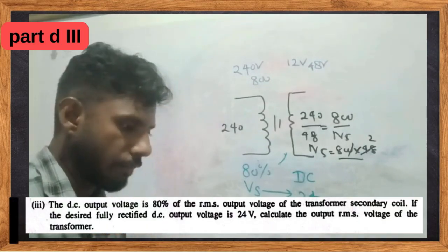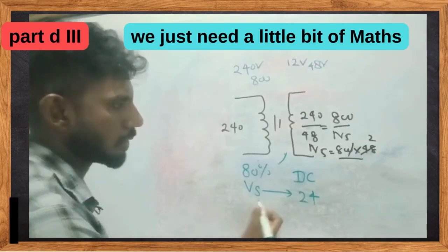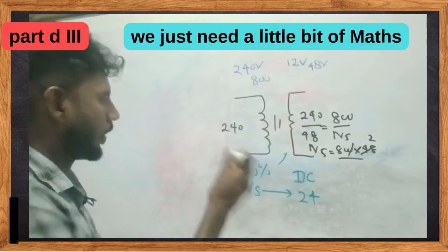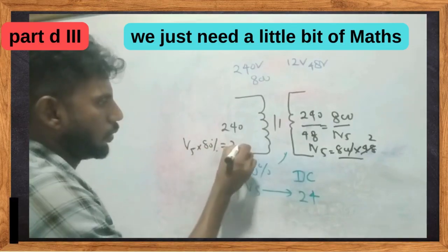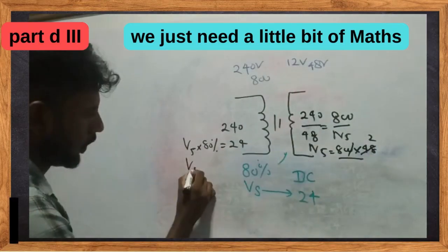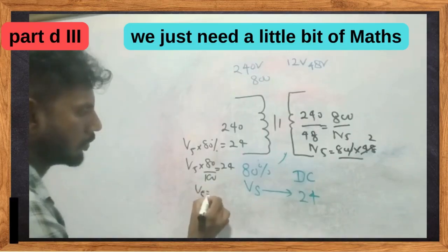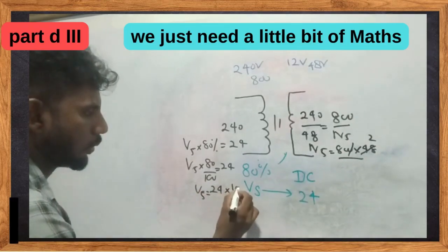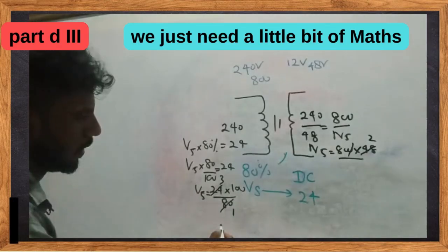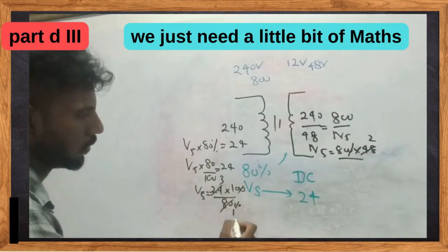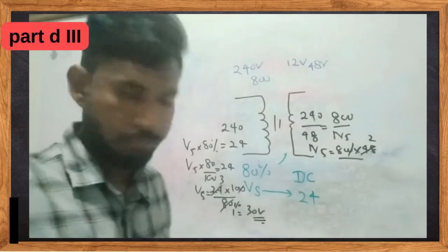Calculate the output RMS voltage of the transformer. Easy mathematics question, students. So 80% of Vs. Let's write it over here. 80% of Vs is equal to 24. So Vs into 80 over 100 equals 24. Let's make Vs the subject. 24 into 100 divided by 80. Cancel off 3. Yes, we get 30 here. So it's 30 volt. That's the answer, right?